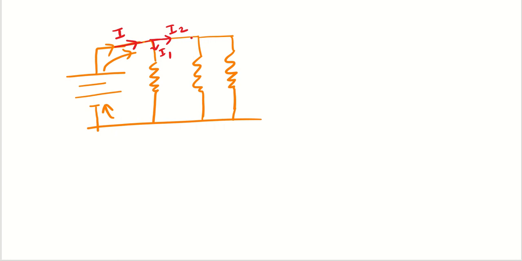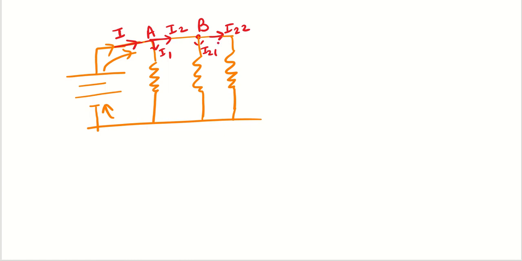Now further, as I2 reaches this point, suppose we call it A, and this one B. As soon as the current reaches point B, what happens? This I2 is further divided into I21 and I22, right?